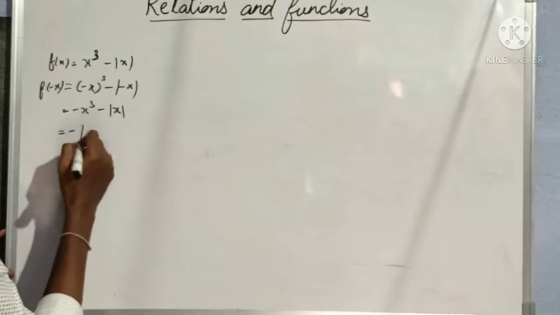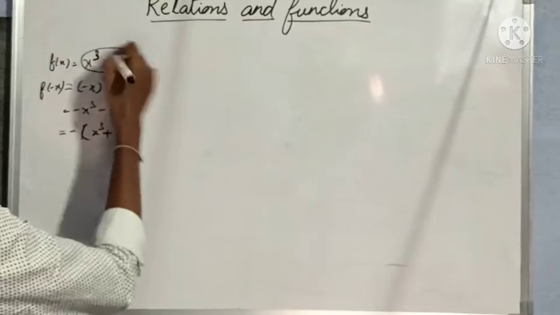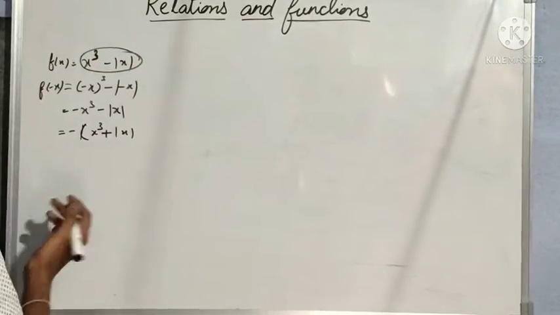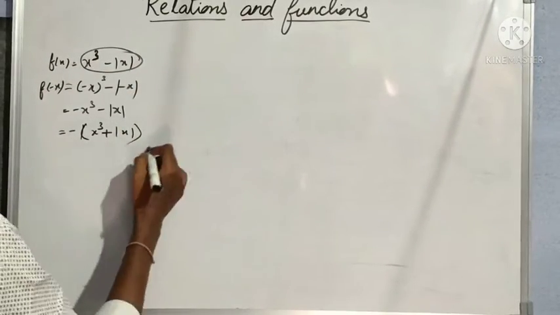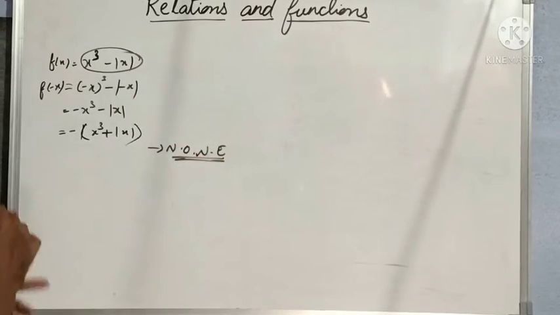If I take minus common here, what am I getting? Minus of x cube plus mod x. But what is the function? x cube minus mod x. So I am not getting the result correctly here. So what type of function is this? Neither odd nor even. Understood?